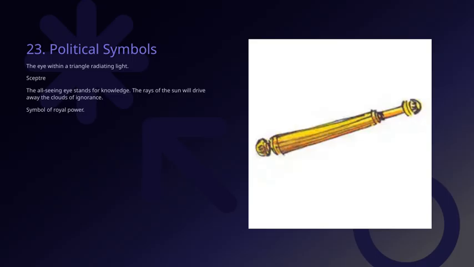Next, we have the scepter, which is traditionally a symbol of royal power and authority. It signifies sovereignty and leadership, reminding us of the strength and legitimacy of those who hold political office. Together, these symbols reflect the idea that true power is rooted in knowledge and wisdom, and that leadership should be based on enlightenment and clarity. They connect back to the overall theme of how symbols shape perceptions of authority and influence in politics.